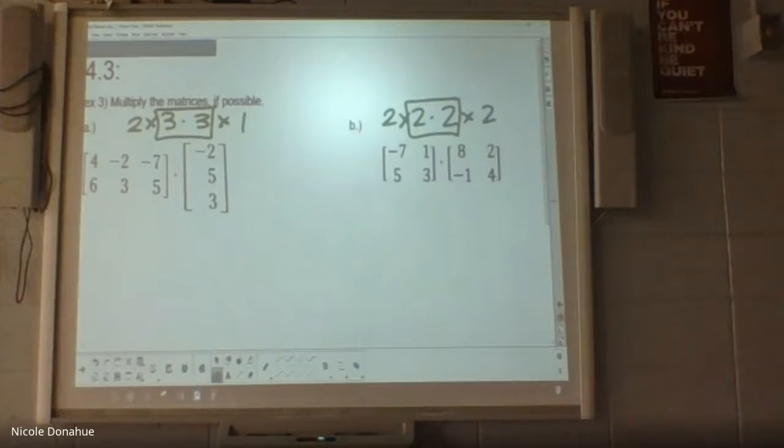Careful, both of these: the one on the left should be a 2 by 1, and this should be a 2 by 2 when you're done. Be careful. We can talk about it in a second if you guys need to. I just want to give you guys a chance to try it.